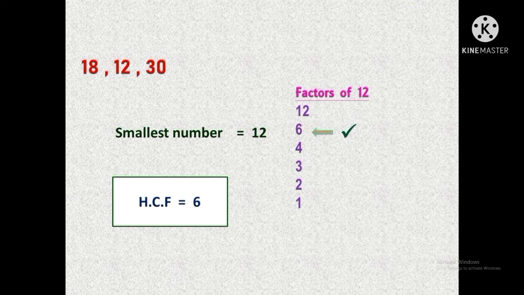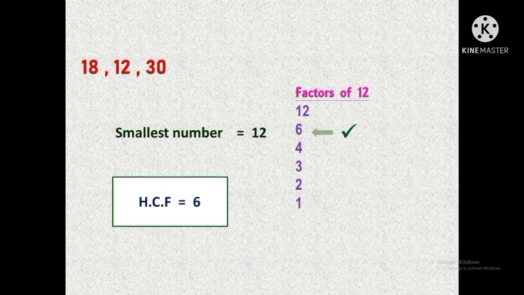So in the factors list, we have to check one by one which number in the factors exactly divides the rest of the numbers. Why are we arranging the factors in descending order? Because we are going to find the highest common factor, right? If we arrange them randomly, in this example, the number 3 also divides the rest of the numbers. But we have to find the highest common factor, right? So that's why we have arranged the factors in descending order.